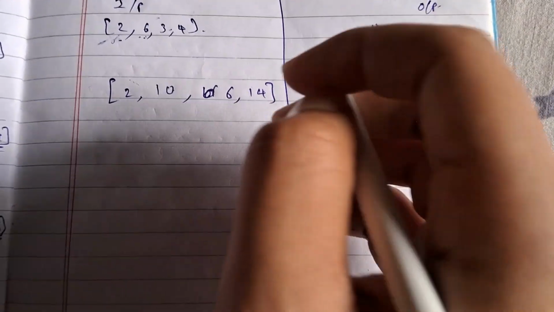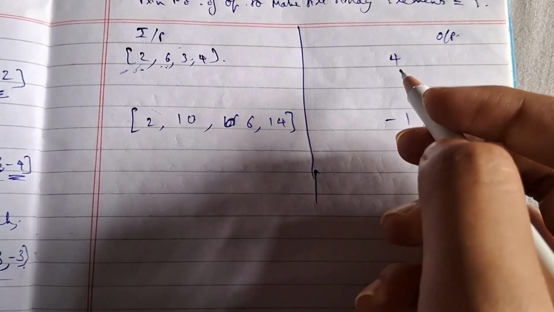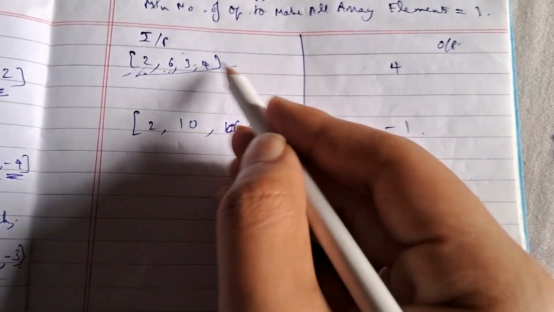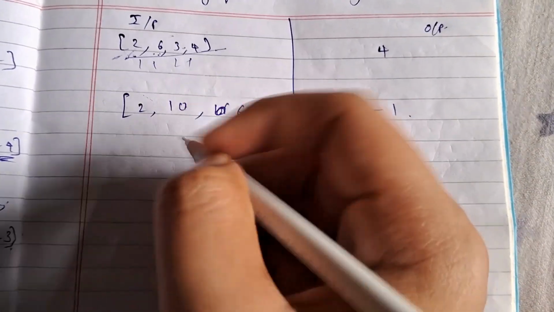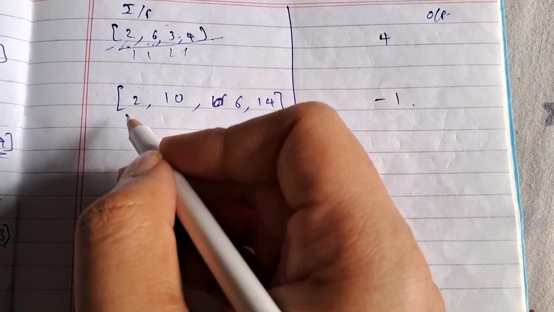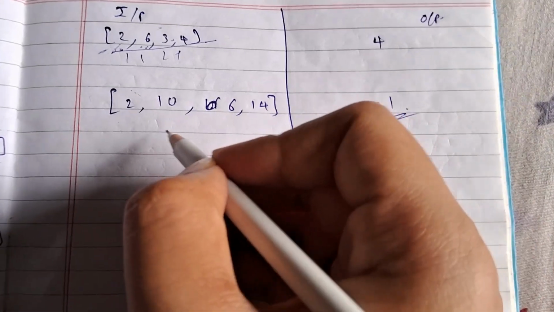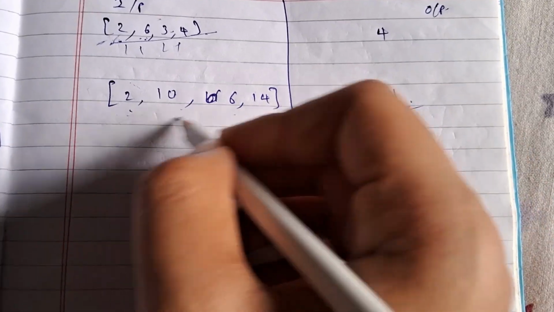So this is basically what the question states, and you have to find out the minimum number of operations in which you can make all the elements 1. Okay, over here, if it is not possible to do so, you can return -1. Okay, so in this case, it is not possible.